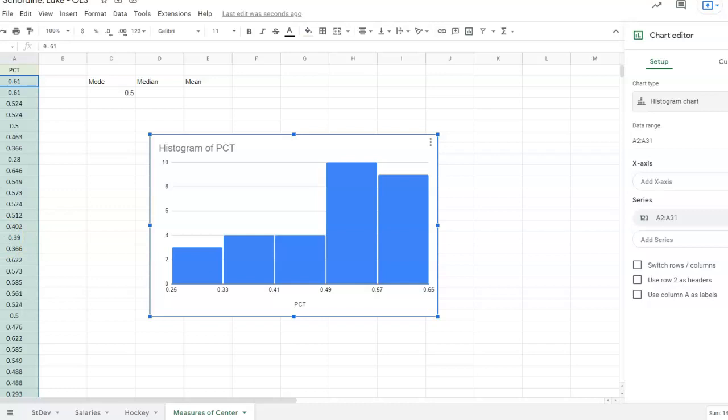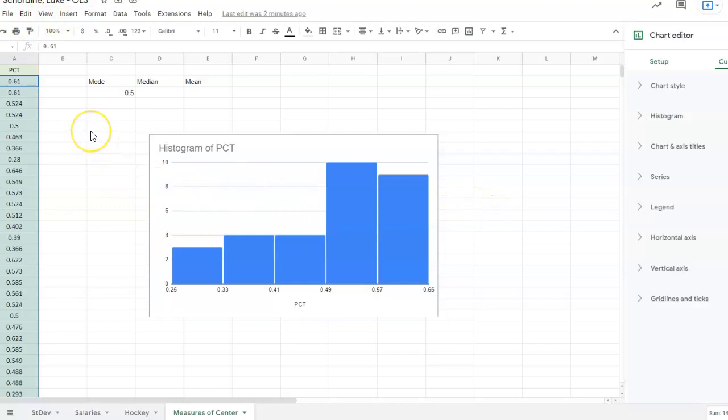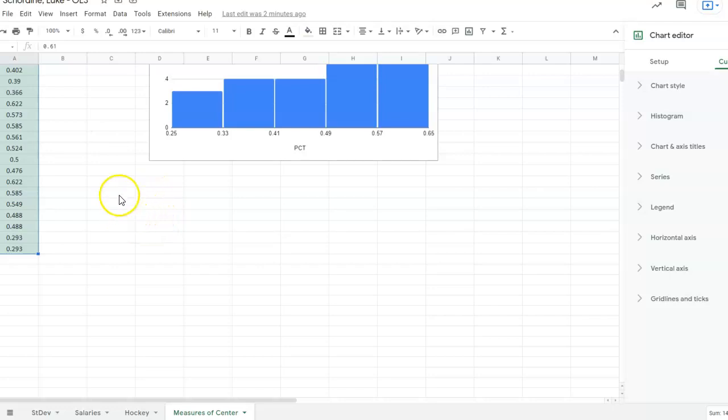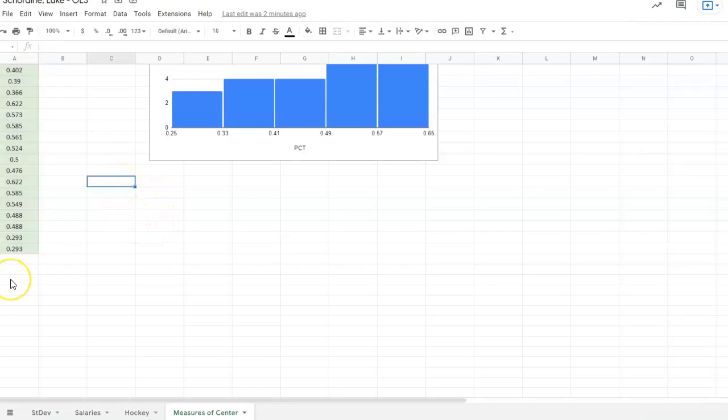Okay. The next part asks us if there are any outliers. And I don't mind reminding you that outliers are found using a fairly simple formula that you just have to remember, right? Remember, the lower outlier fence is equal to quartile 1 minus 1.5 times the IQR. And then also the upper fence is equal to quartile 3 plus 1.5 times the IQR.